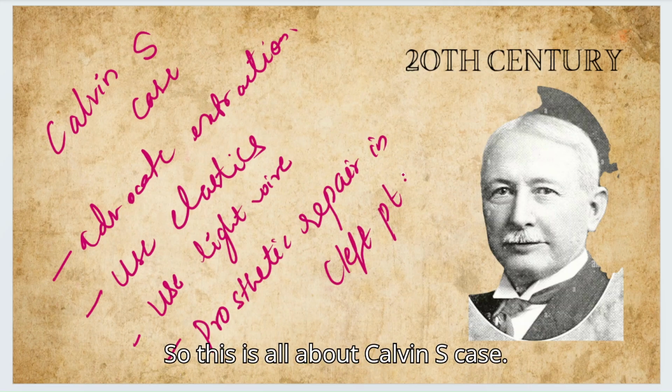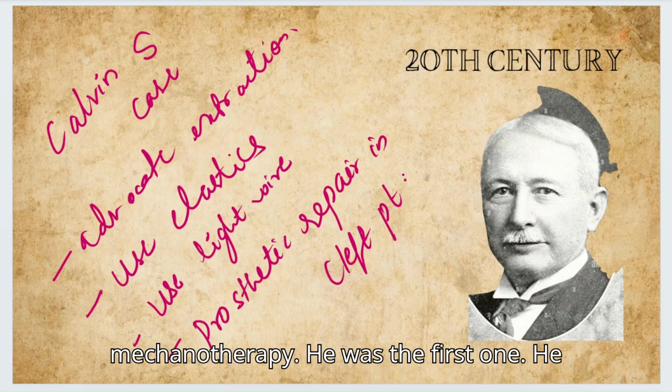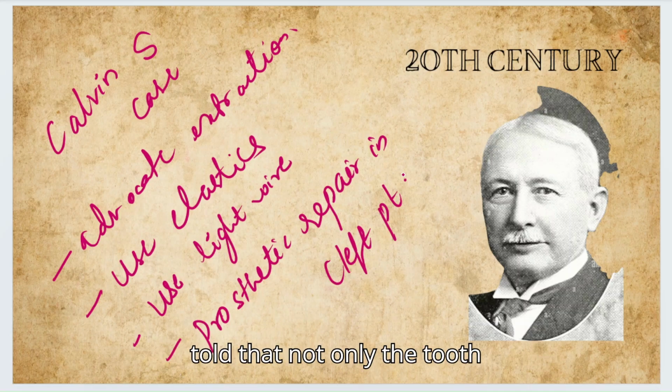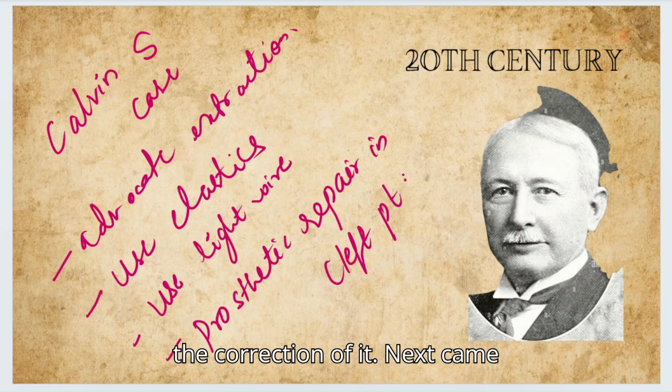Okay, so this is all about Calvin S. Case. He is also a pioneer in orthodontic mechanotherapy. He was the first one to tell that not only the tooth crown but the root has to be moved for the correction of it.